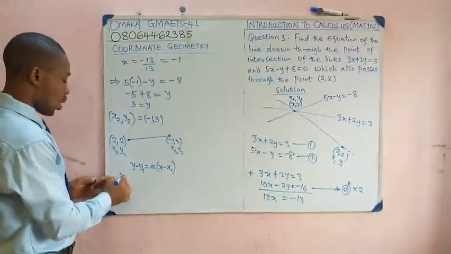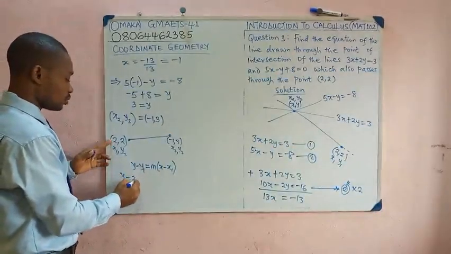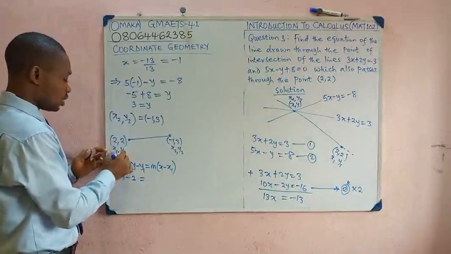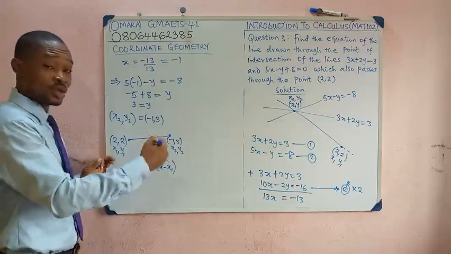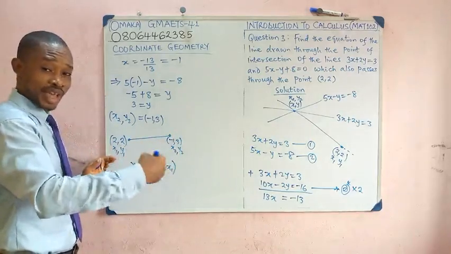So I will substitute y minus y1, which is y minus 2, equal to m, where m is now given as y2 minus y1 all over x2 minus x1. Is that not so?